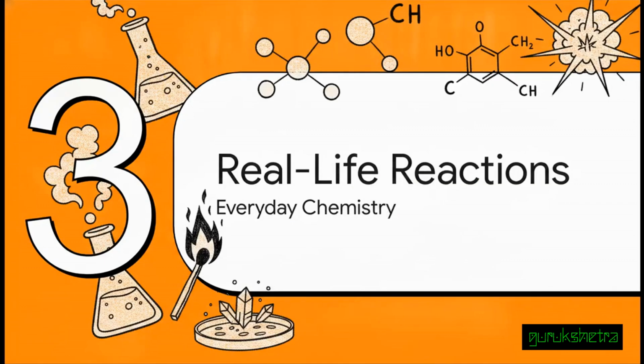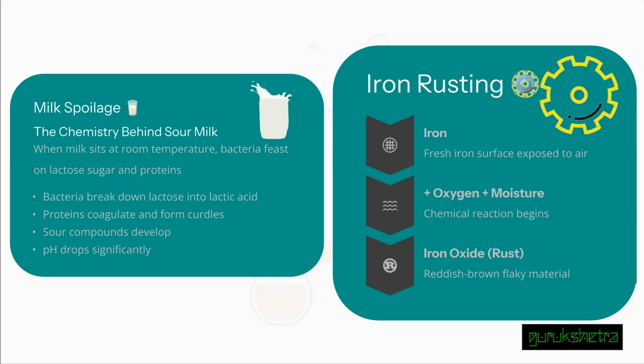Let's jump into Section 3, Real-Life Chemical Reactions. Let's look at two super common examples. First, think about milk spoiling. When you leave milk out at room temperature, it's not just getting warm. There are bacteria in there actively feasting on the lactose sugar, breaking it down into lactic acid. This causes a huge drop in pH, making the proteins clump together into curds and creating those incredibly sour compounds. That is a full-blown chemical reaction.